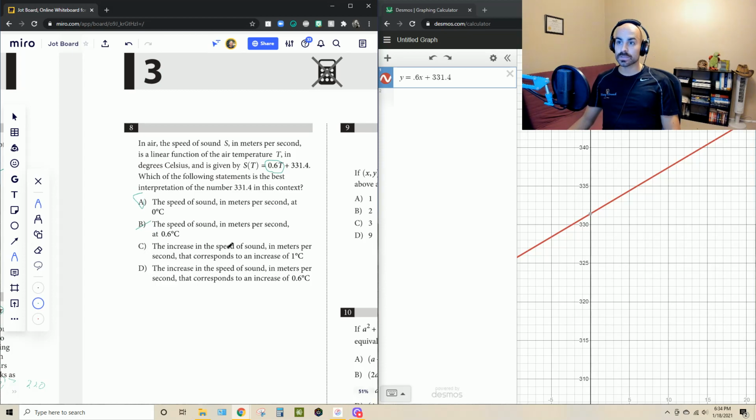The increase in the speed of sound per second that corresponds with an increase. So you were thinking that it's a rate, and it's not, because it's not being multiplied by anything. So it can't be a rate, which also eliminates D.